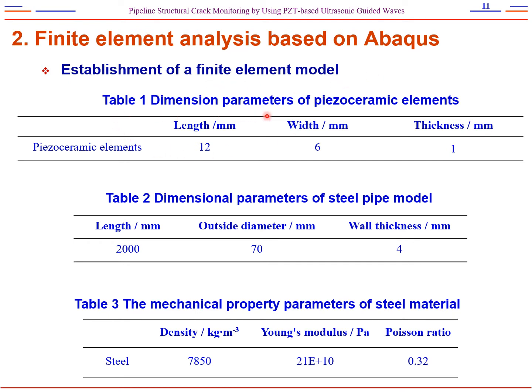And this is the establishment of a finite element model. Table 1 is the dimension parameters of the piezoceramic elements. The length of the PZT patch is 12 millimeters, the width is 6 millimeters, and the thickness is 1 millimeter. Table 2 is the dimension parameters of the steel pipe model. The length of the pipe is 2 meters, the outside diameter is 70 millimeters, and the wall thickness is 4 millimeters. And Table 3 is the mechanical property parameters of steel material. This is the density, this is the Young's modulus, and this is the Poisson's ratio.